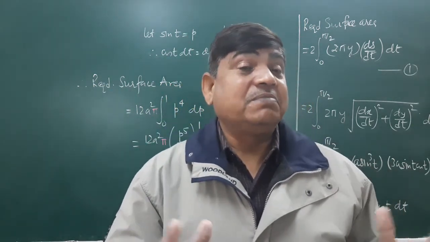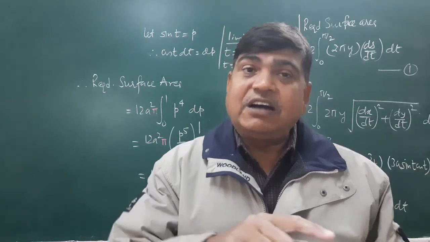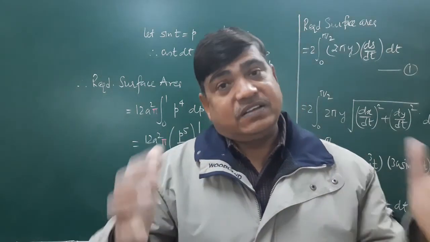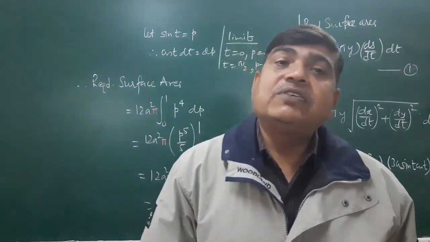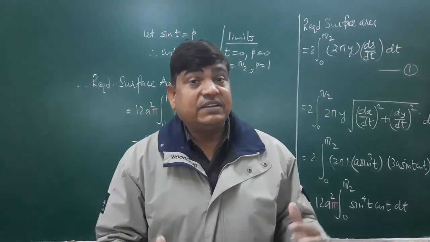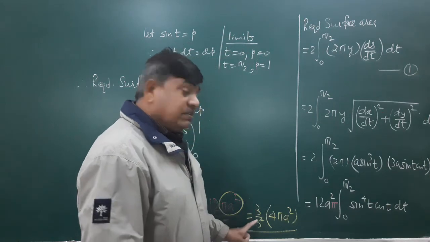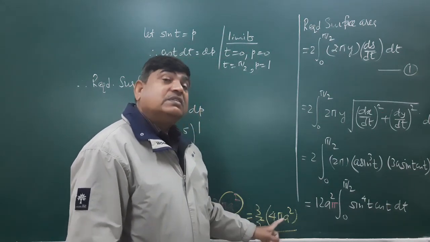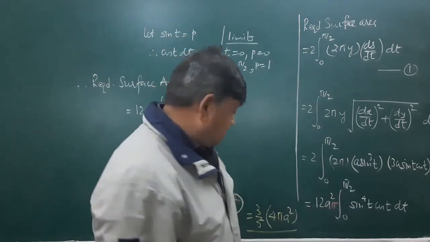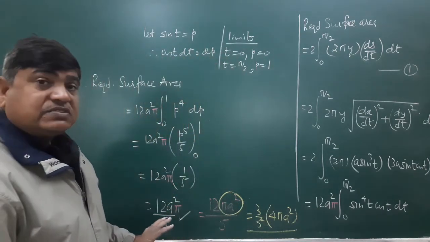Sometimes it is asked in competitive examination. So when the upper arc of the circle is rotated, the sphere is obtained, and when the upper arc of the asteroid is rotated, then whatever surface is obtained, its surface area will be 3 upon 5 times the surface area of that particular sphere. So it is just like this one.